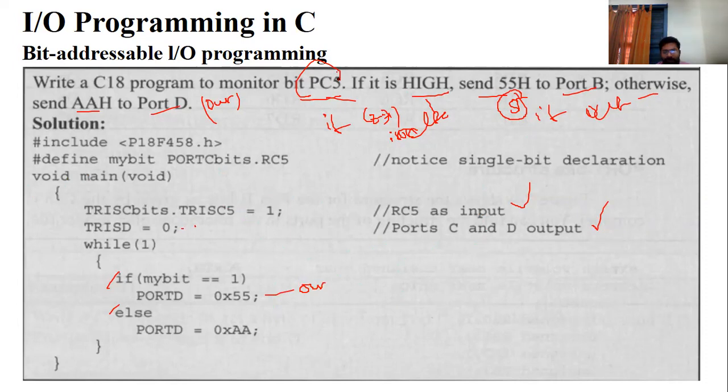So for bit 5, two cases are there. If it is 1, we send the information 55. If it is 0, we send the information AA. When two conditions are there, for suppose this PC5 bit is equal to 1. See this, if my bit, if Z is equal to 1, what is the condition? In port D, you send the information 55.